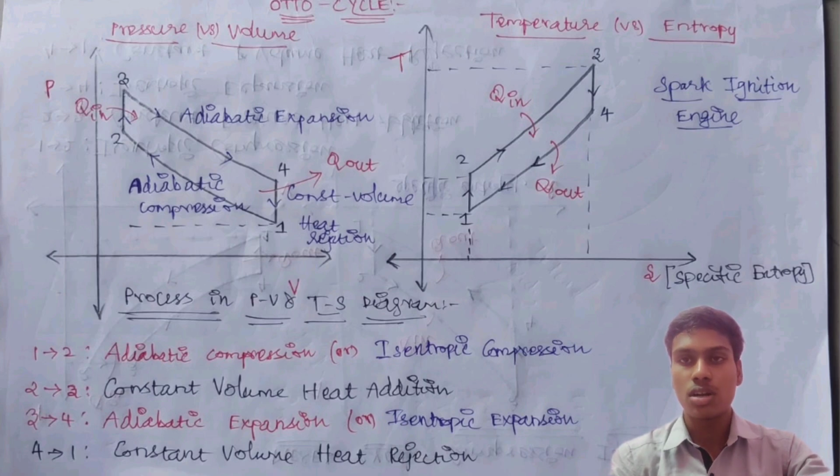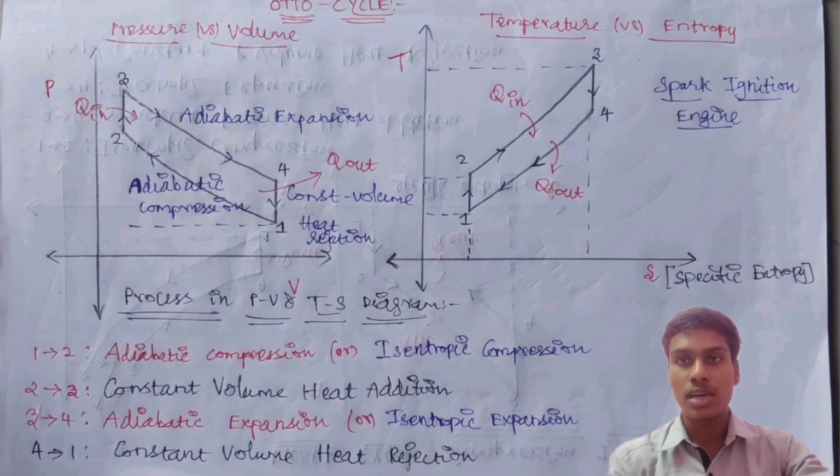At constant volume, through the exhaust valve, the exhaust gas, the waste gas will be sent out. It contains NOx, carbon monoxide and hydrocarbons. So these kinds of emissions will go out through the exhaust valves. These are the four major processes in the Otto cycle.